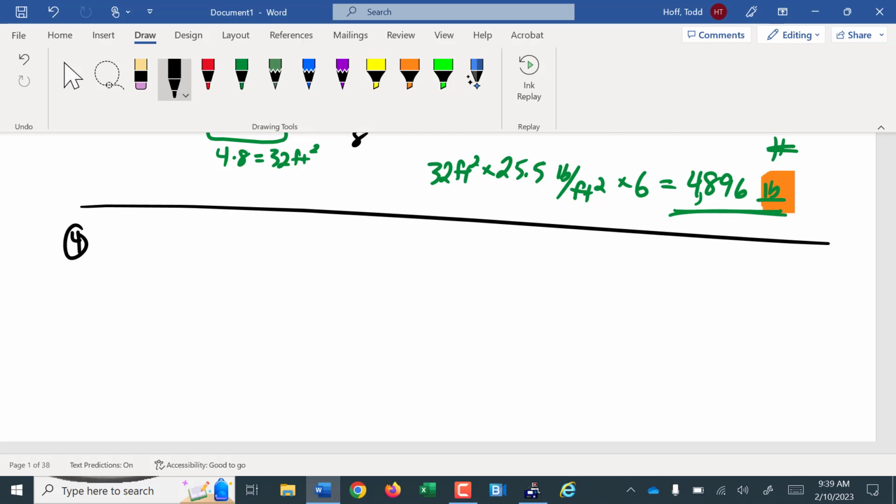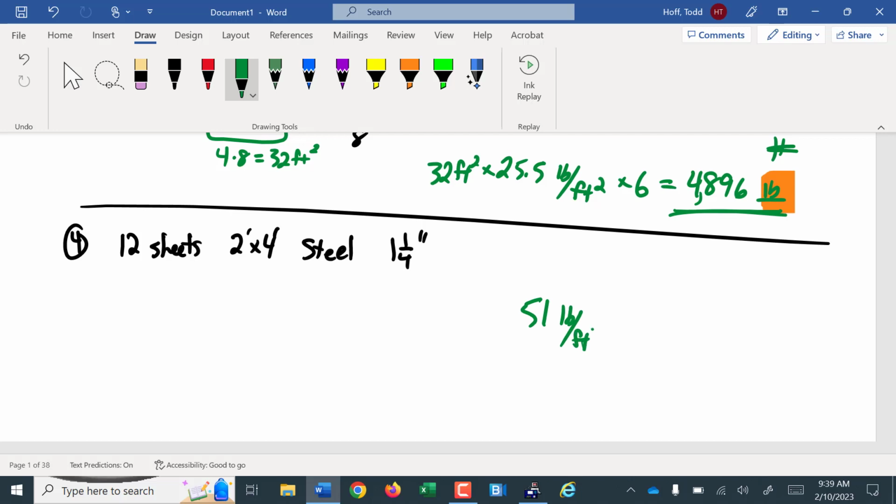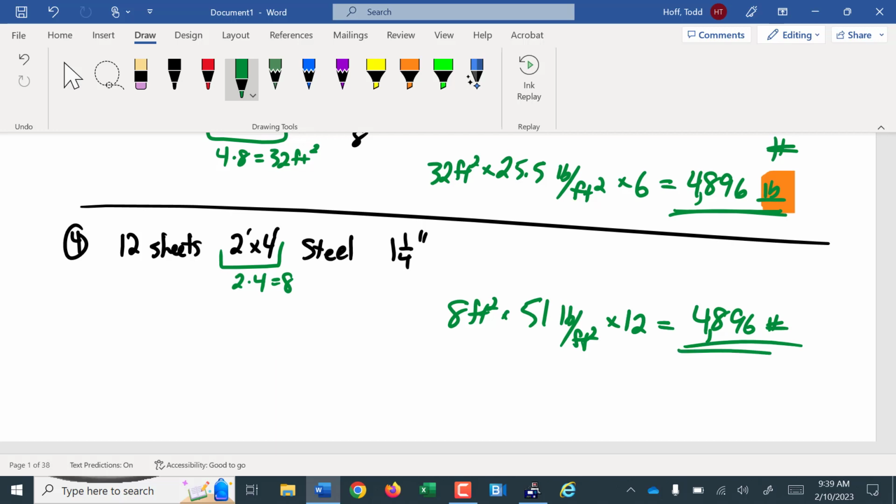Problem number 4. We have 12 sheets of 2 foot by 4 foot steel at 1 1/4 inch thick. So 1 1/4, what do we get there? 51. Again, that is pounds per square foot. What's the area per sheet? 2 times 4 is 8. So 8 square feet. Then, of course, times 12 sheets. Yep. Also 48.96, yes. I couldn't make that happen the same again if I tried.